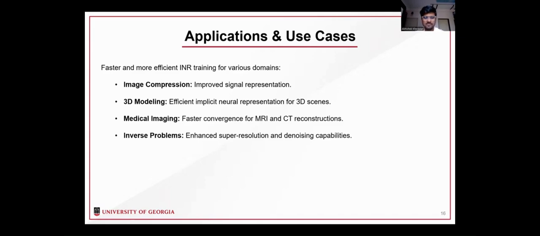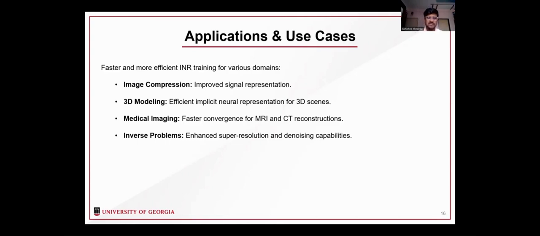So it is beneficial for applications like video streaming, cloud storage, and environments where the bandwidth is limited. So image compression is very crucial in these cases. The next one is 3D modeling. The efficient implicit neural representation for 3D scenes.